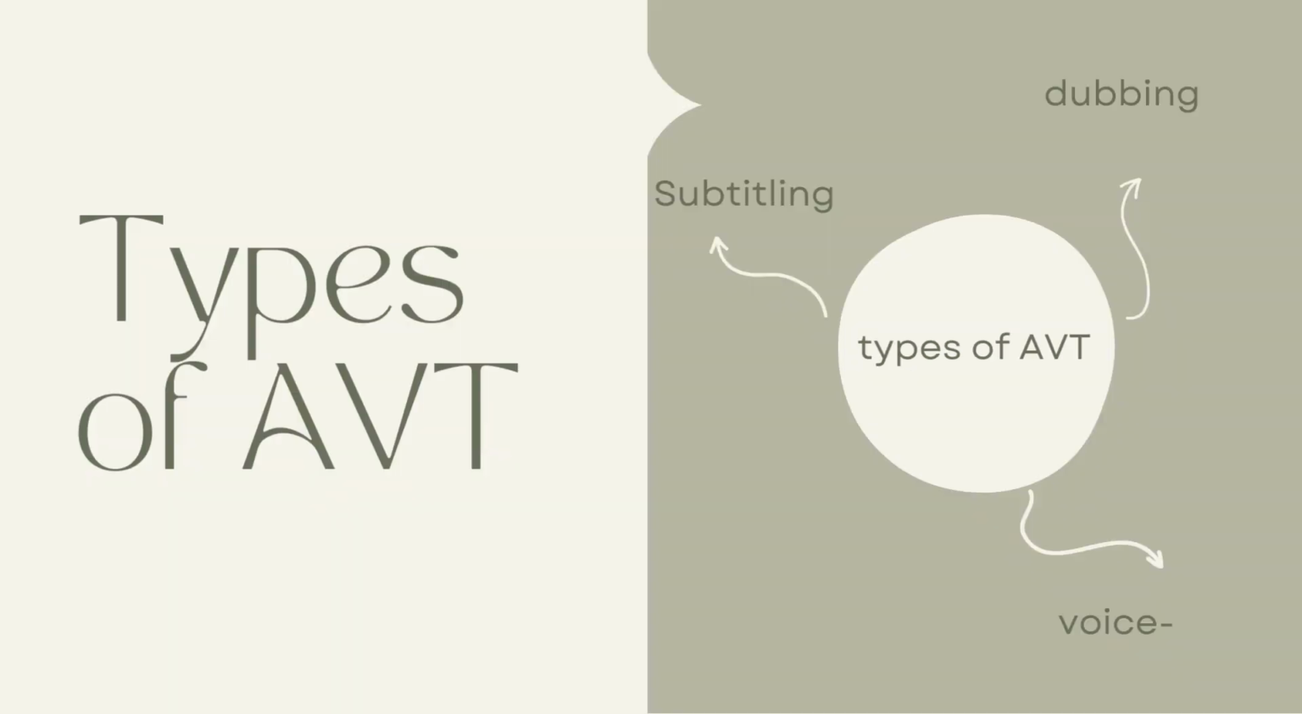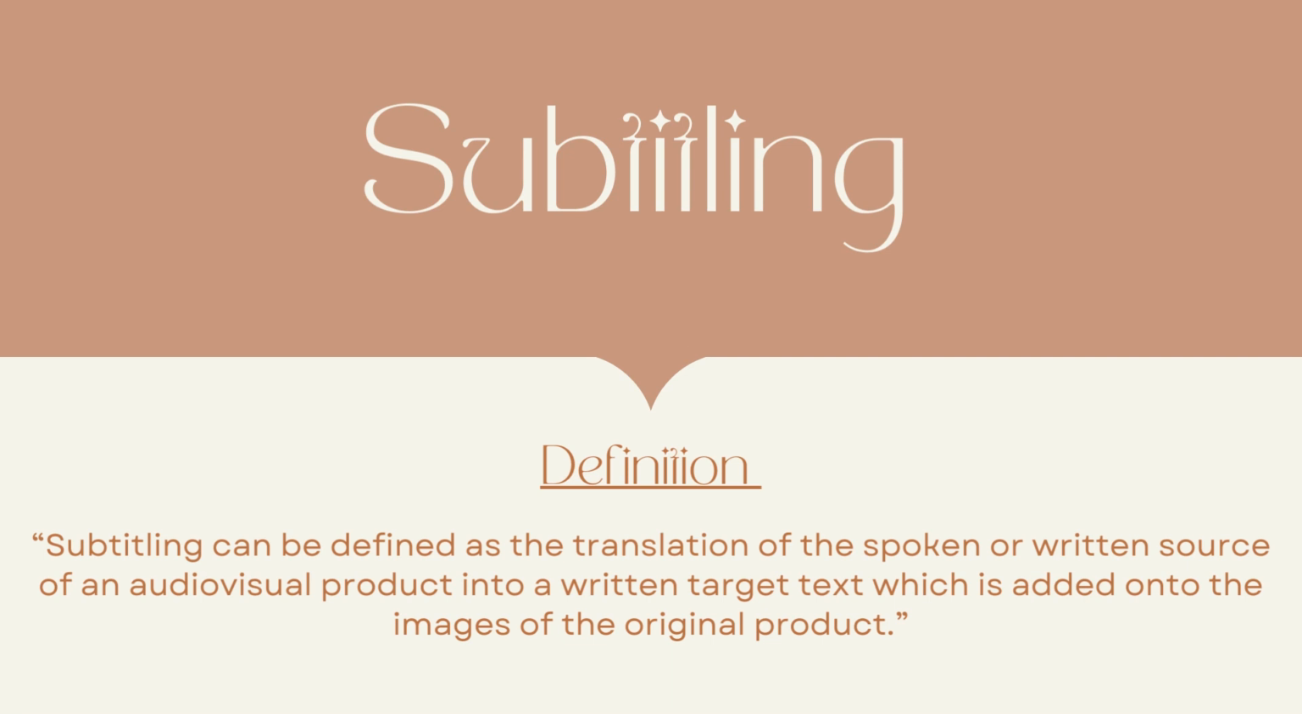We have the types of AVT. We have three main types of AVT, the most used ones at least: subtitling, dubbing, and voiceover. Subtitling can be defined as the translation of spoken or written sources of audiovisual products into written target text, which is added into the image of the original product. That deals with two elements from the four elements: the visual verbal and the audio verbal, which is written or spoken words, phrases, or sentences.